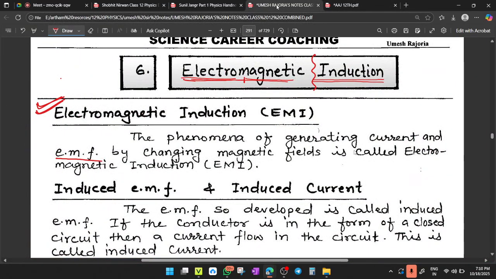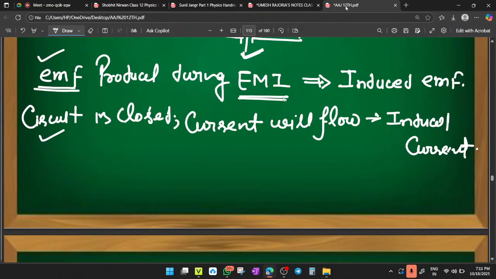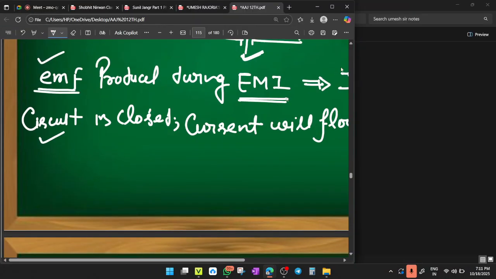So this is the phenomenon of generating current. But first there is a generation of EMF. That is called induced EMF, produced by changing the magnetic field. What I said is that there is a production of electric current with the help of a magnetic field.